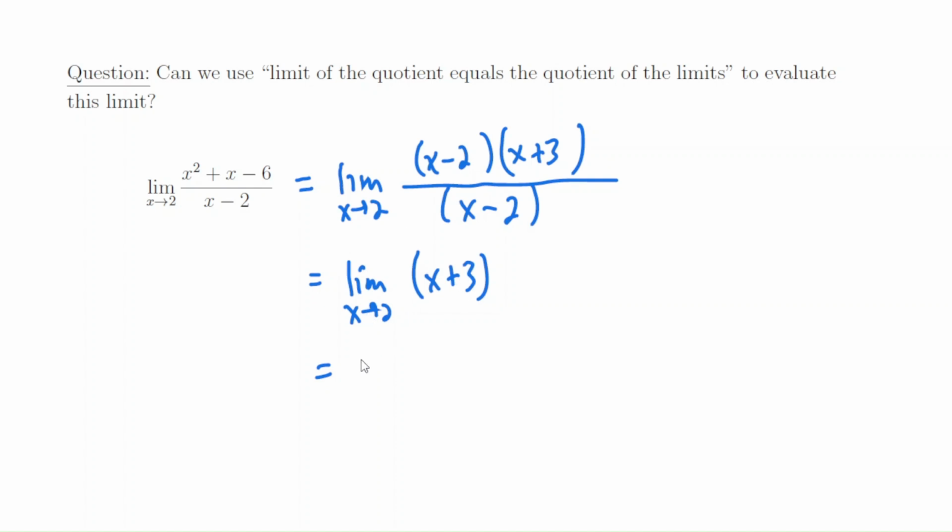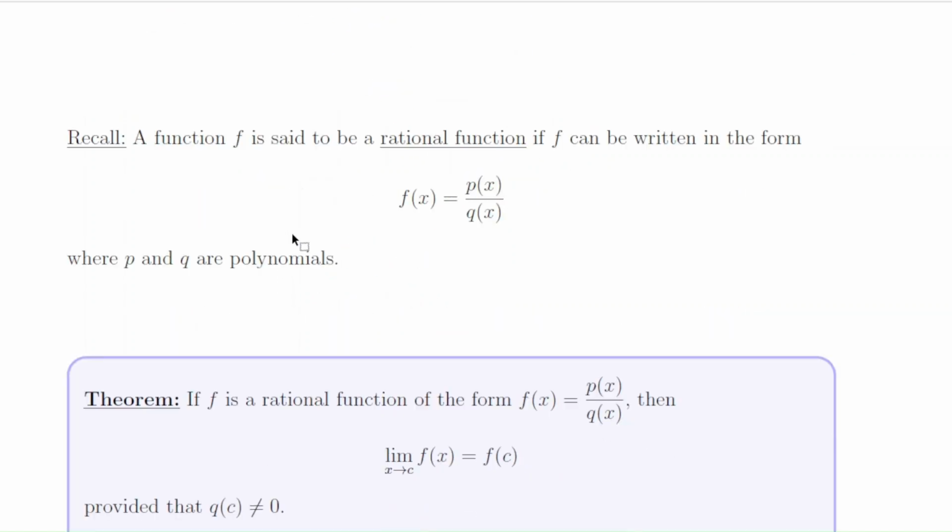Okay, now this is just a polynomial, so we can plug it in. We get 2 plus 3, and our answer is 5. Okay, so this provides some justification for why this worked.